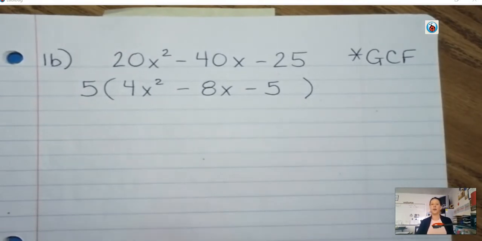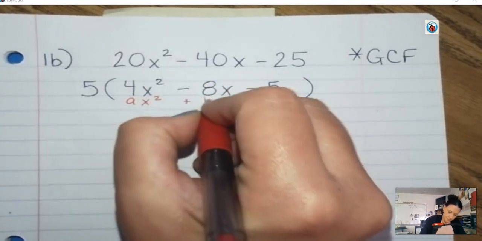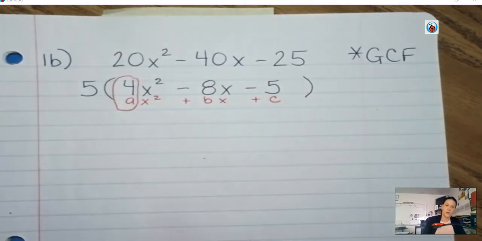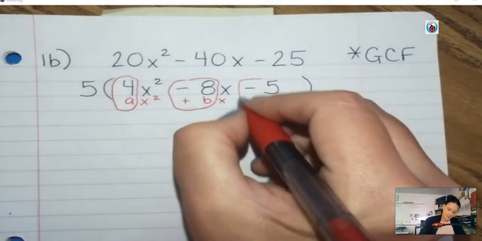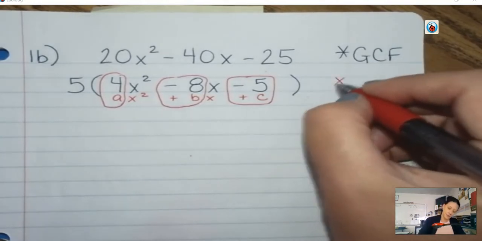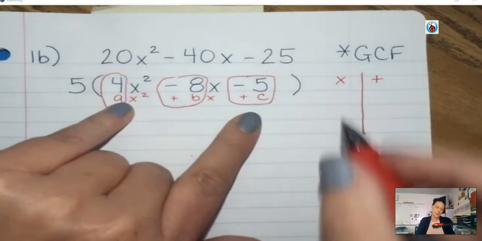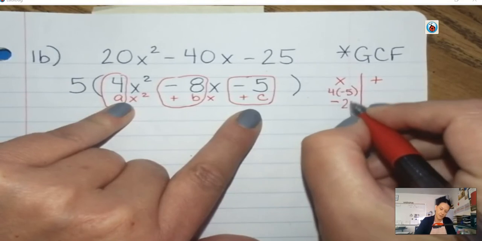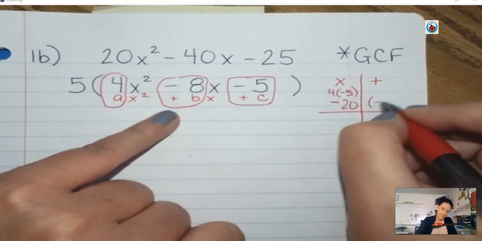Okay, figure out what's your A, your B, and your C. So A is 4, B is negative 8, C is negative 5. Bless you. Figure out what multiplies to be A times C, 4 times negative 5. So what multiplies to be negative 20 but adds to be negative 8.